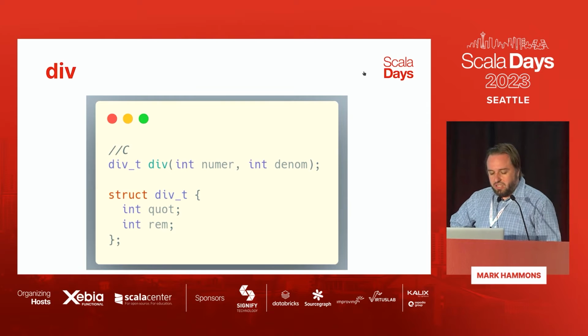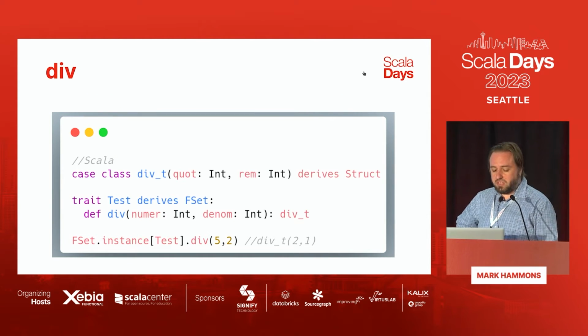So here in C, we have the definition of div, which is a function that takes a numerator and denominator and returns div t, which has the quotient and the remainder inside of it. And binding to that in Slinc looks like this. So you define a case class. The name is not important. All that matters is the shape, which is specifically it has two integer fields, and that it derives the struct type class. That marks it as a struct and usable with C bindings.